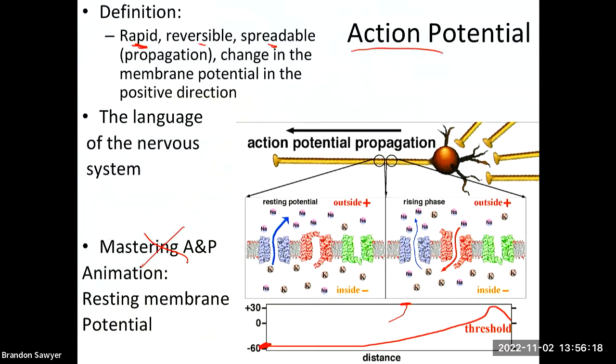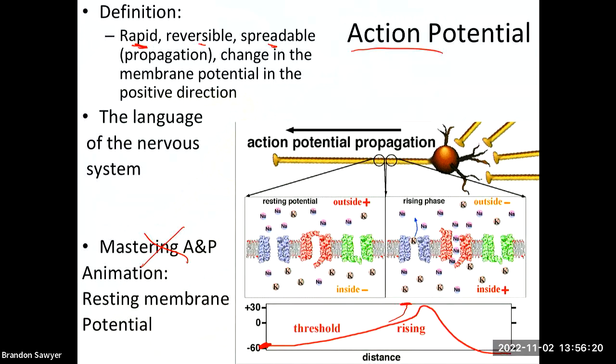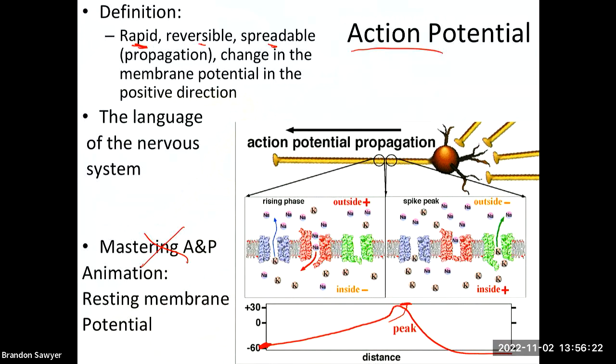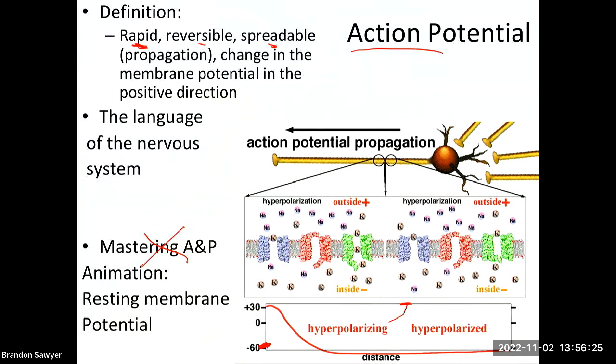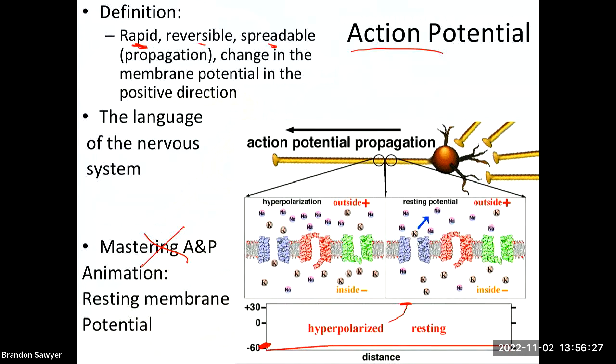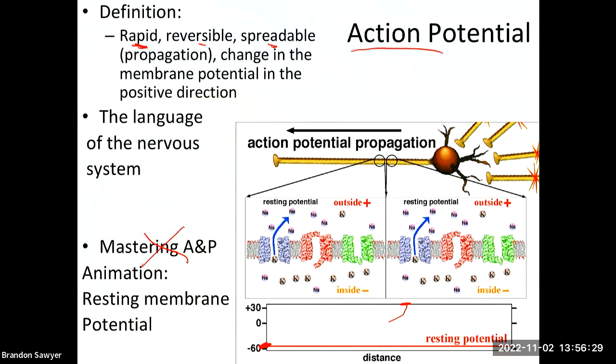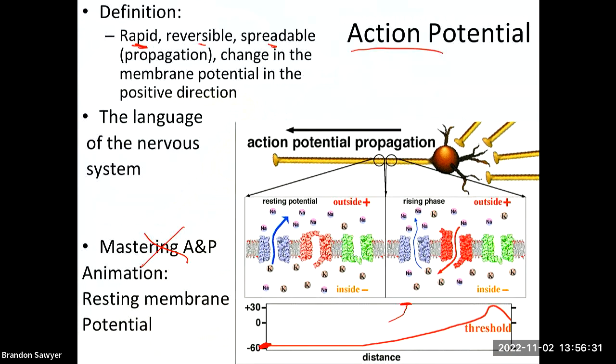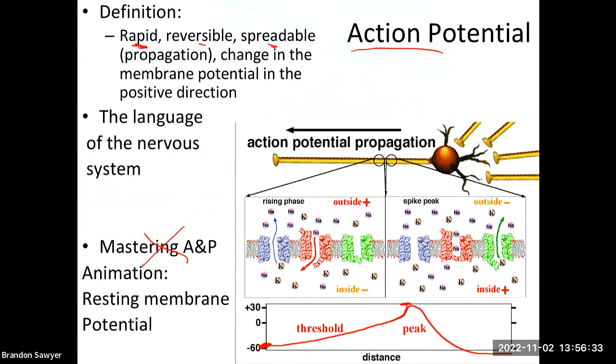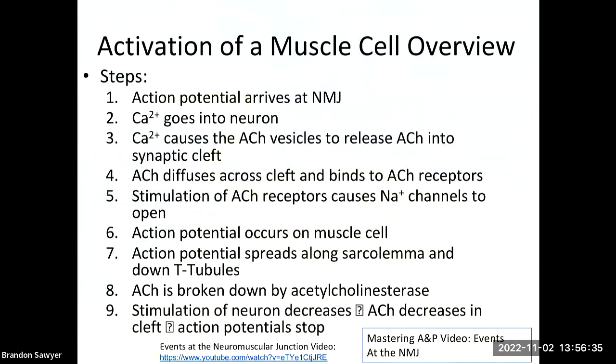But this is really what's known as kind of the language of the nervous system. It's how neurons interact with each other, how they interact with muscle cells, gland cells, any cells that our neurons control. They do that via action potentials. Okay, so we'll get into more of what that means later. But before we do that, we're going to talk about the events here at the neuromuscular junction.